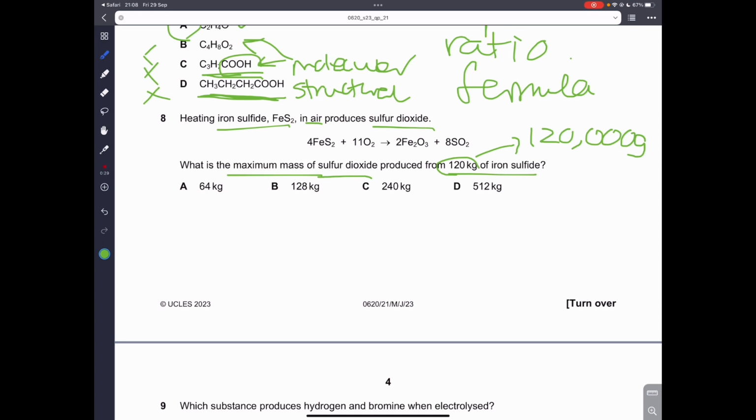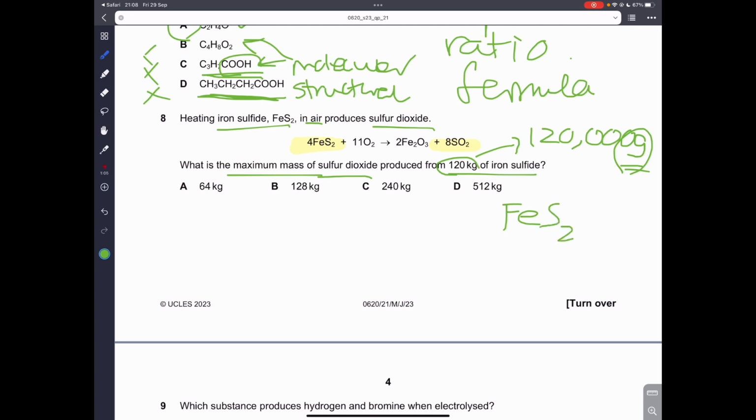You might be wondering why we change it to grams. Well, this is because grams is the unit of mass in chemistry when you're calculating moles. Because the molar mass has the unit grams per mole, and therefore we have to make sure the units are the same. So we firstly have to use 120,000 grams. And now we have to notice the stoichiometry between those two, because we are comparing FeS2 and SO2.